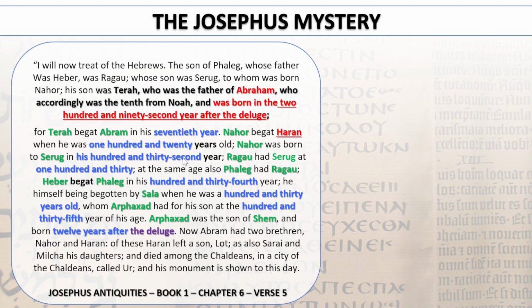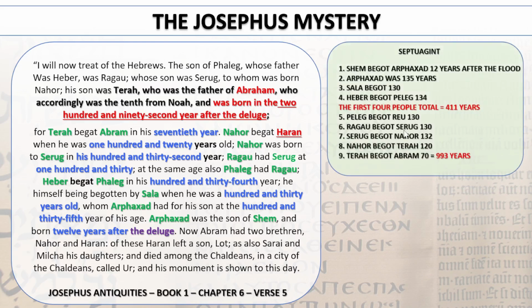Canaan is missing here, so I don't think that Canaan should be here. But notice what Josephus says, that he was born in the 292nd year after the flood, after the deluge. Does that make any sense? And then he immediately gives a Septuagint genealogy. Now, why is this suspicious? Did you catch it? Let's do some basic math here.